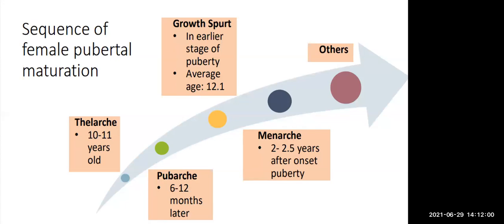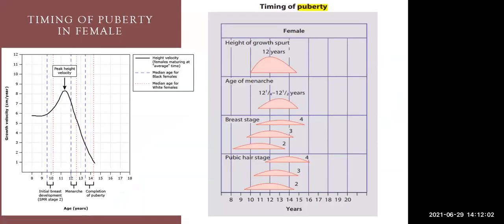So next picture, to make it easier to understand. The first diagram is from UpToDate, though it doesn't have that kind of relevance because they used a black and white female, that's not for Asian. But technically you can see that first there is an initial breast development, then the staging, and then the height velocity at 8 centimeters per year. And we can see that usually females will have their first menarche in the range of 12 to 13 years, and then the completion of puberty by the age of 13 to 14 years.